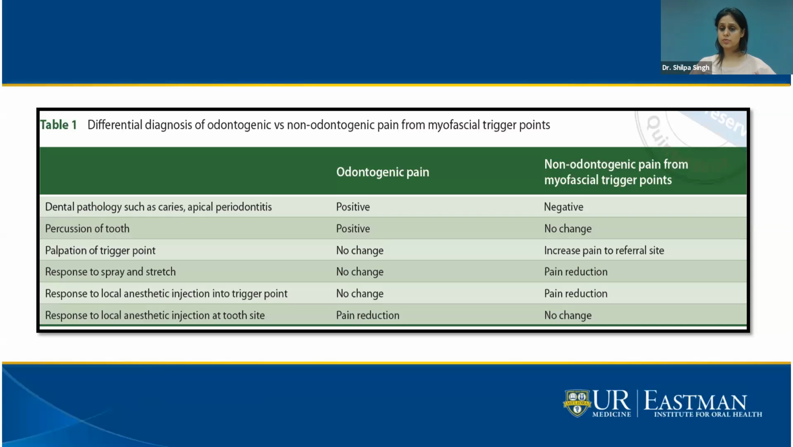Start looking into the x-rays. If there was no caries, think about a non-odontogenic pattern. Go beyond the tooth. We have to always think out of the box and ask, if this is not happening, then where is the pain coming from?